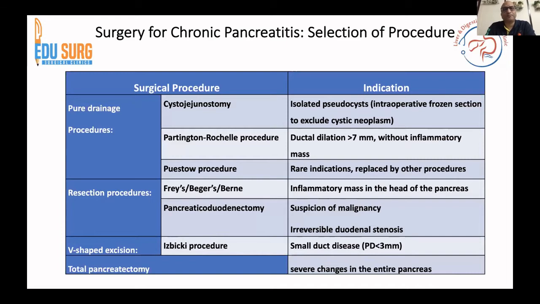And of course, I think I won't go into the details on this slide because Ramesh has already covered principles of surgery. But I think one needs to evaluate what procedure to apply for a particular patient. So I think that's where the key is, resectional procedure versus pure drainage procedures.